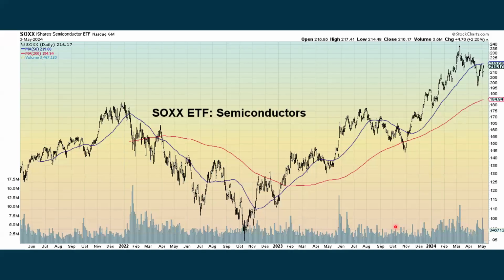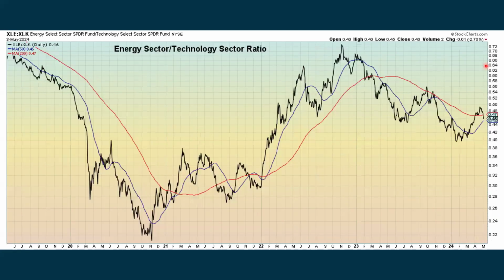Semiconductors fell down below their 50-day moving average, came back up, fell down below. Now they're starting to try to recapture the 50-day moving average again, all by themselves. And we look at another ratio of energy, which had been really outperforming tech. Now we're seeing tech doing better and energy seeing some weakness. So this ratio has been coming down.